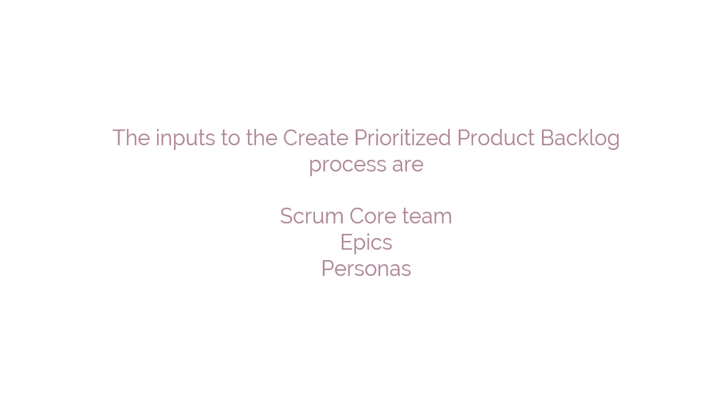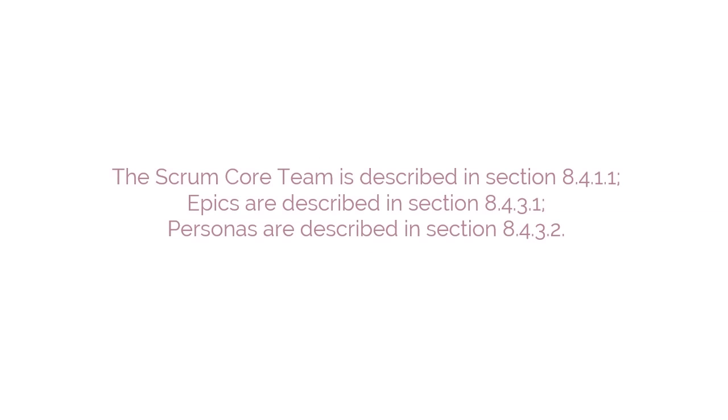We're going to learn about the Create Prioritized Product Backlog process. The inputs to the Create Prioritized Product Backlog process are Scrum Core Team, epics, and personas. The Scrum Core Team is described in Section 8.4.1.1. Epics are described in Section 8.4.3.1. And personas are described in Section 8.4.3.2. The tool used in this process is User Story Prioritization Method.